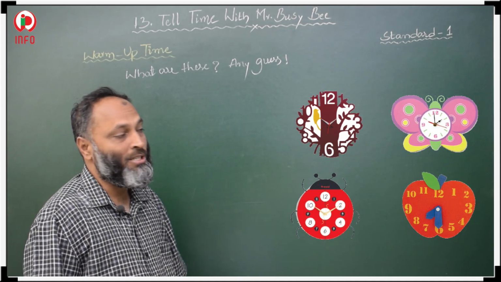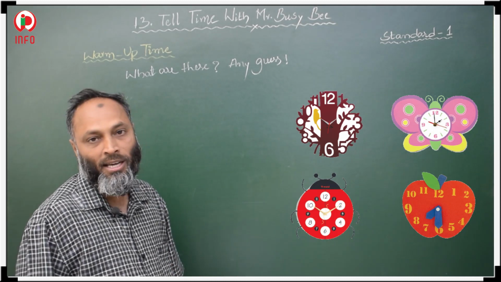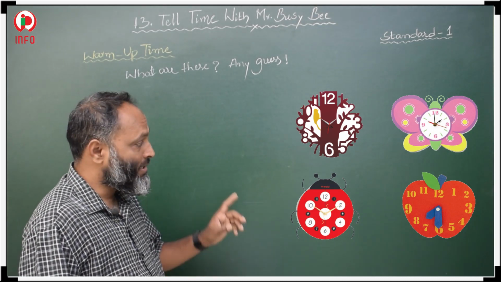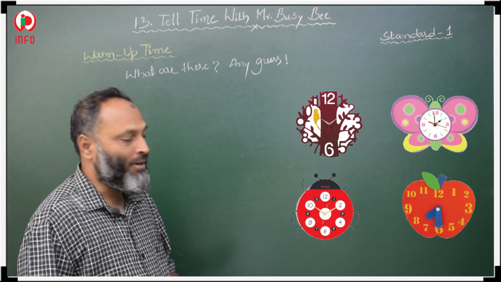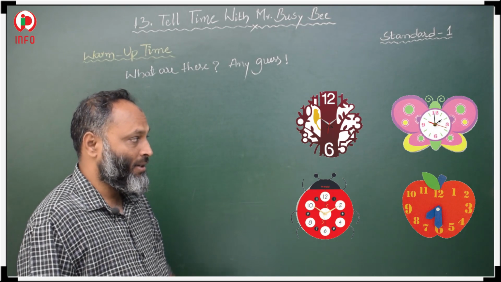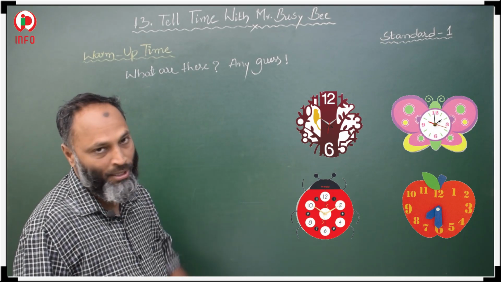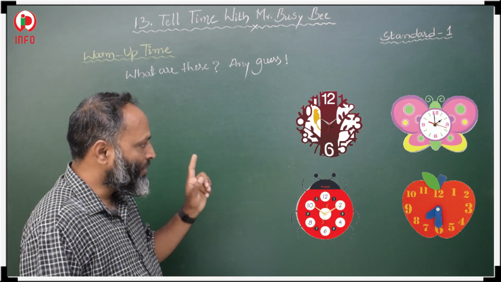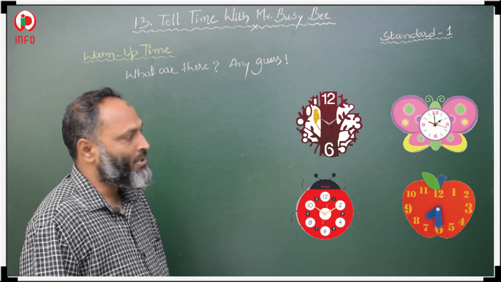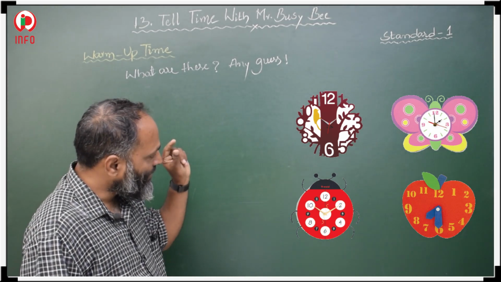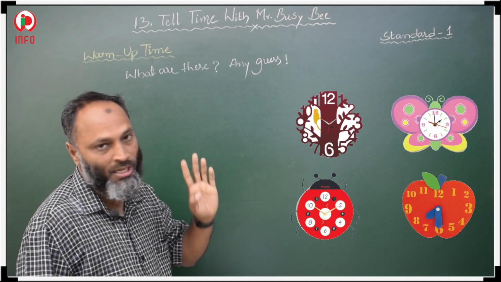In the first picture, it is like a tree. The second picture is like a butterfly. The third picture is like a bee. The fourth picture is like an apple shape. Tree, butterfly, bee, apple shape. So, again you concentrate, see these four pictures carefully.